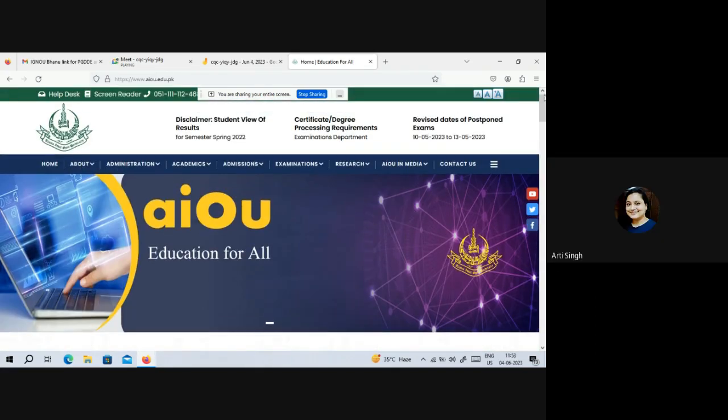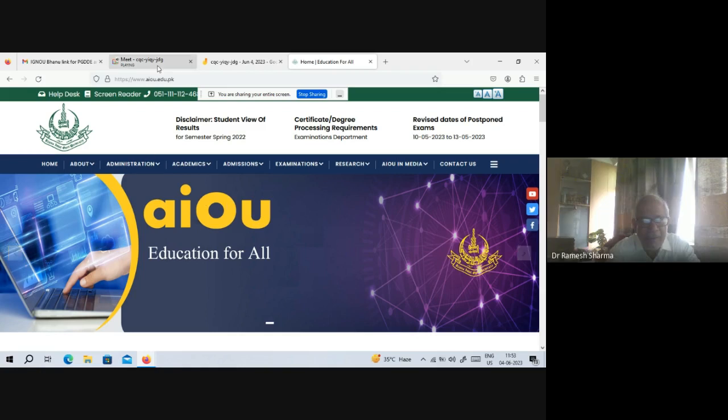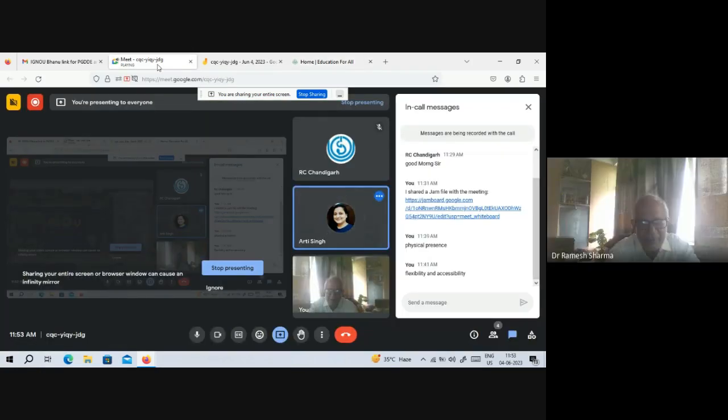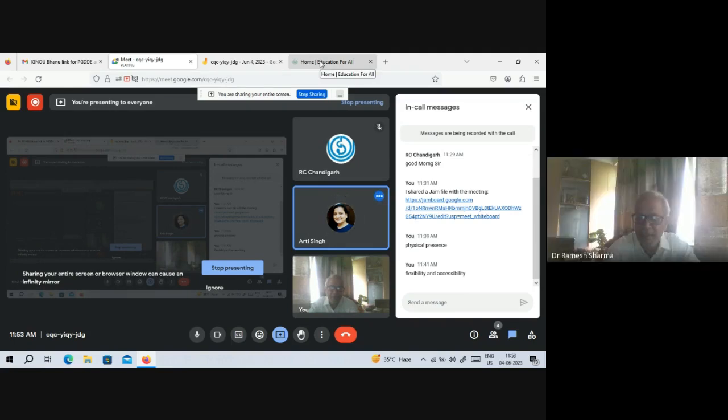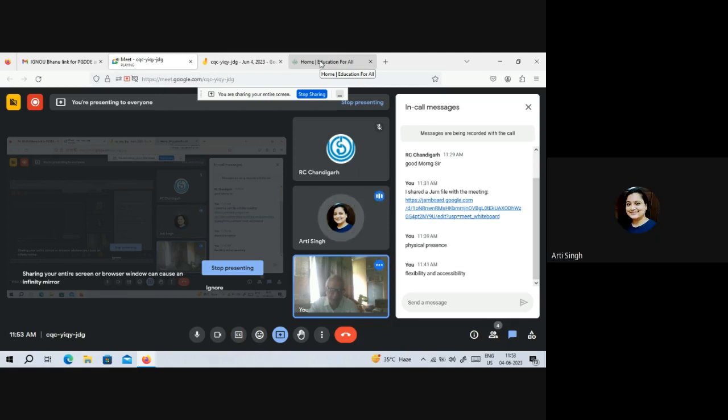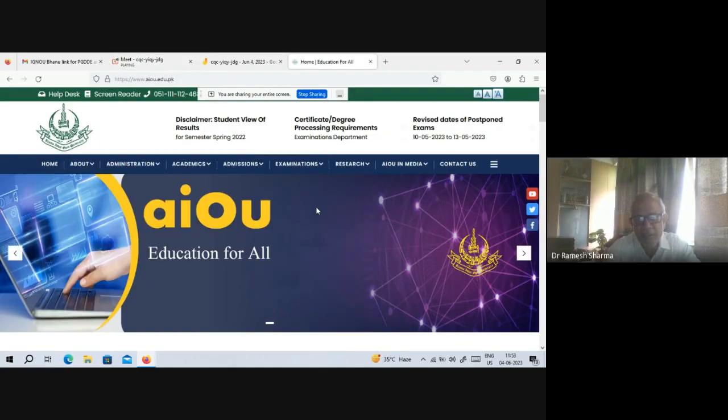I am coming to this for the very first time. This AIOU, is it similar to IGNOU? Yes, both are open and distance learning institutions. Okay, and who are the learners throughout the world? Anybody, depending on the jurisdiction. For IGNOU it is India, for AIOU it is Pakistan, but there are international students as well.